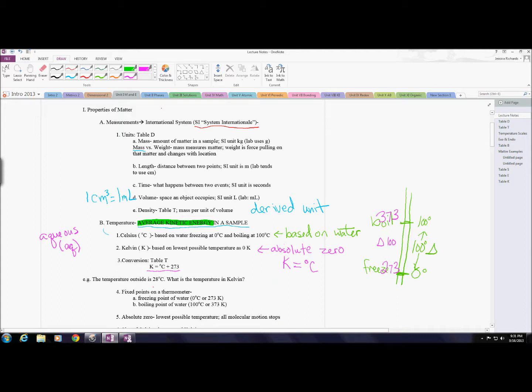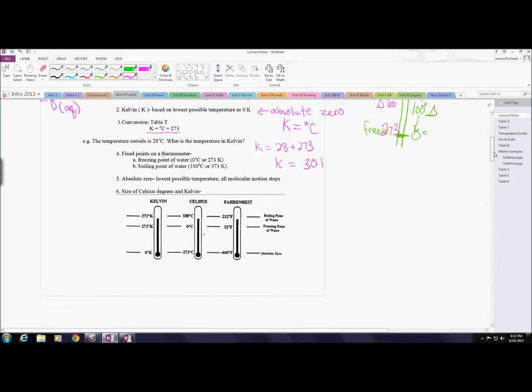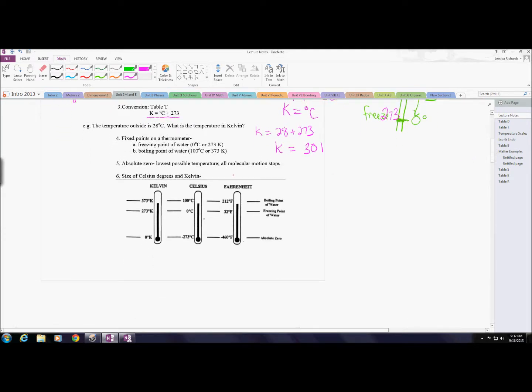All right, so if we're doing a conversion, the example here, the temperature outside is 28 degrees Celsius. What's the temperature in kelvins? You just plug 28 in. So kelvins is 28 plus 273, and then you have 301 kelvins. Easy enough. Fixed points on a thermometer, you should know those in degrees Celsius and Kelvin.